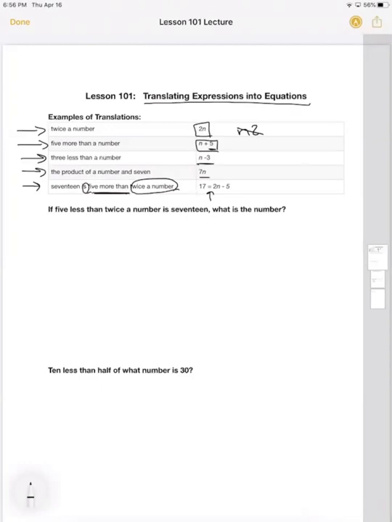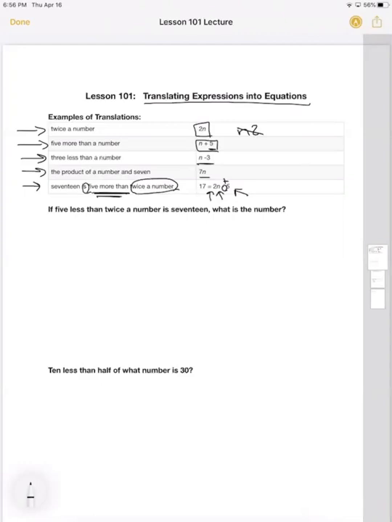Well, we've talked about what twice a number is. Twice a number right here is 2n. We talked about that in the very first translation. So 17 equals 5 more than twice a number. Now, the 5 more than is going to go right here on the end. Uh-oh. Do y'all see something? I see. Look at this. There's a mistake here.